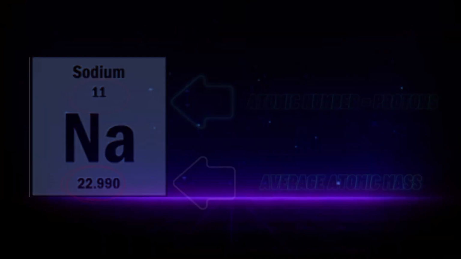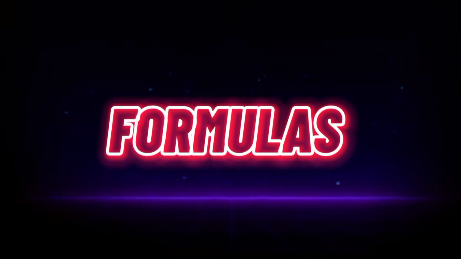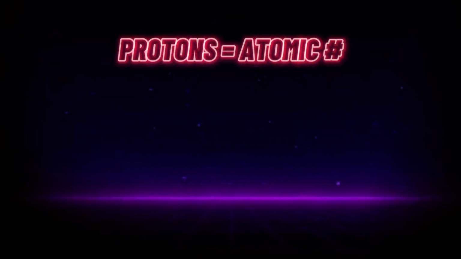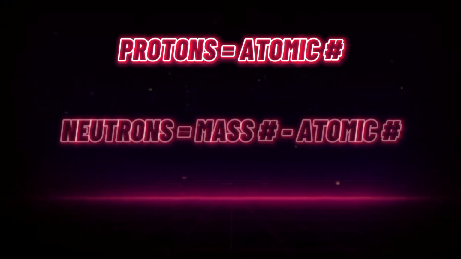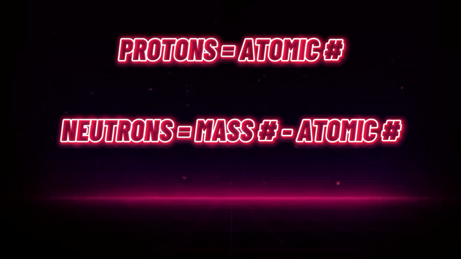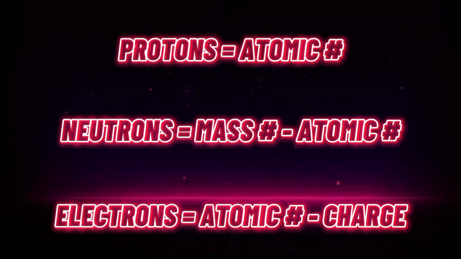Now, let's talk about the formulas we need in order to calculate the number of protons, neutrons, and electrons. Let's start with protons, which is equal to the atomic number. Neutrons, which is equal to mass number minus atomic number. And lastly, electrons, which is equal to atomic number minus the charge of the species.